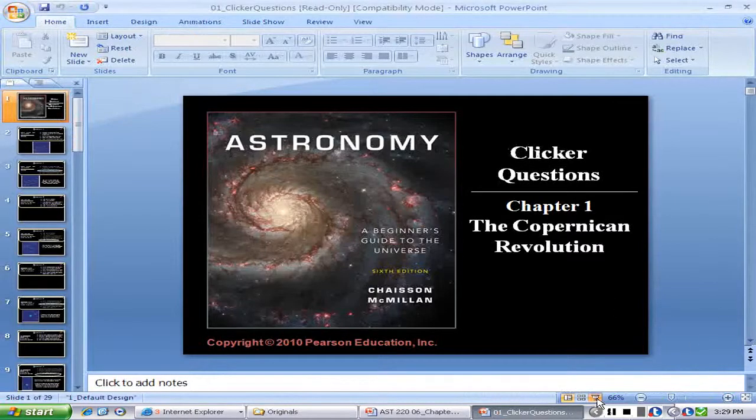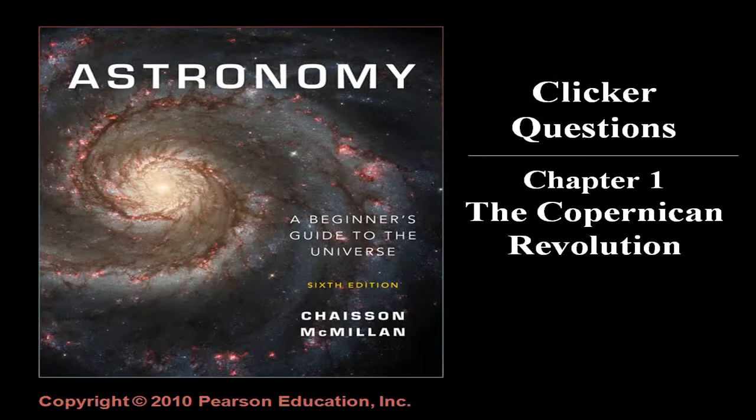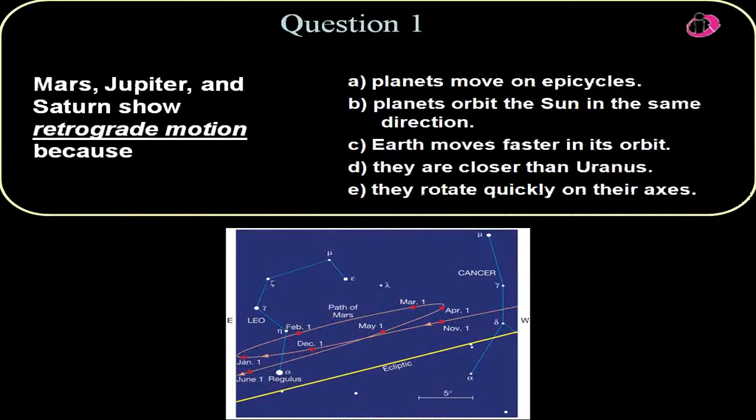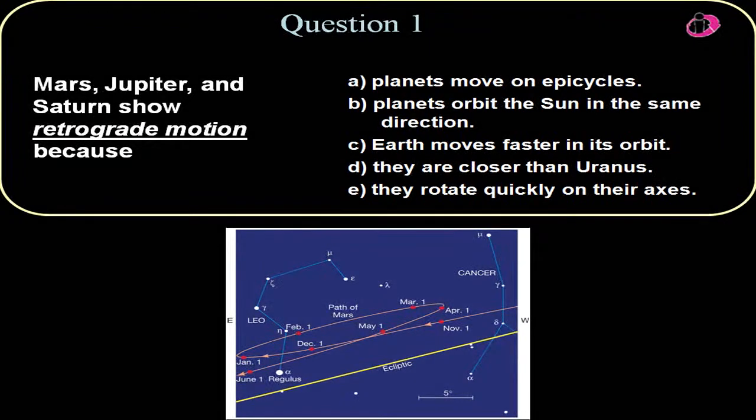Let's take a look at some review questions for Chapter 1, the Copernican Revolution. Question number 1. Mars, Jupiter, and Saturn show retrograde motion because, well, we're using the actual reason why they show this loop-back behavior.